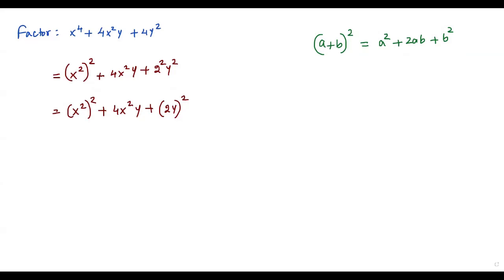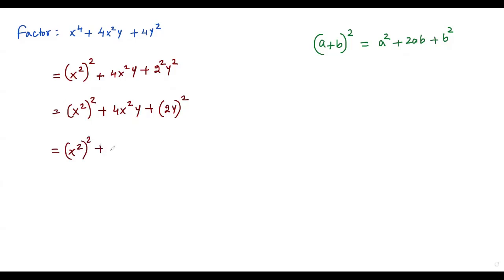Okay, for that what I have to do is write the middle term, the 4x squared times y, in the form of 2ab. So please remember, at the place of a in our expression we have x squared, at the place of b in our expression we have 2y. So let me write the stuff over here. Then we get x squared the whole squared positive.